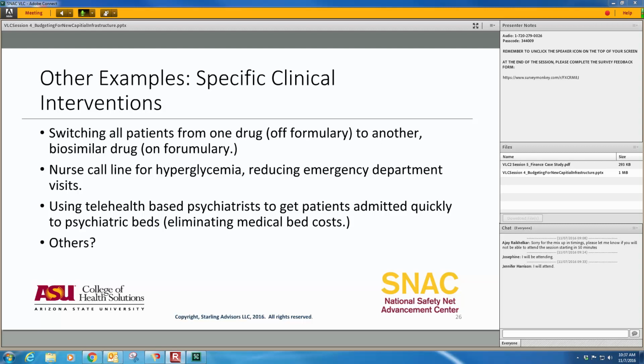Any others that folks can think of that maybe they've applied in their own practices or are thinking about applying?